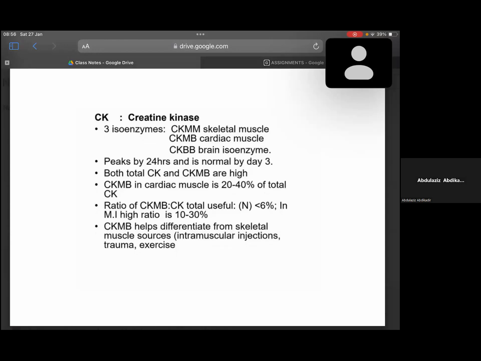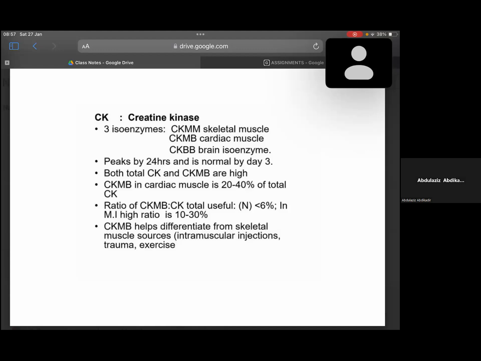So for the CK, remember this enzyme is also found in skeletal muscle. So what if there's an intramuscular injection? What if there's a trauma? What if you're doing exercise? Remember, with exercise you break down your amino acids, then you reform. So what if there's a skeletal muscle injury?